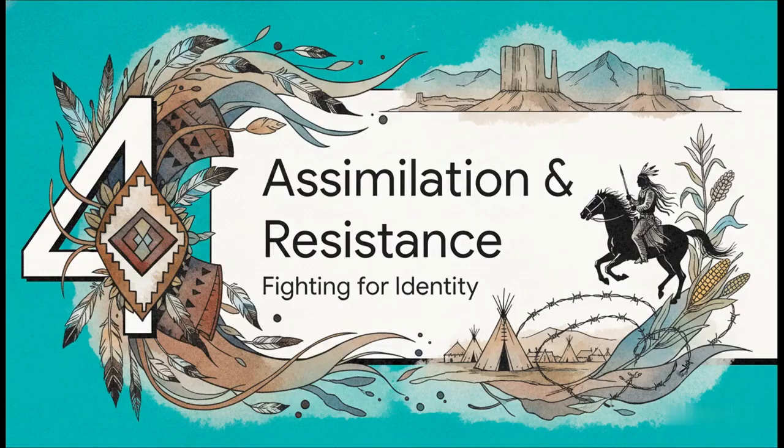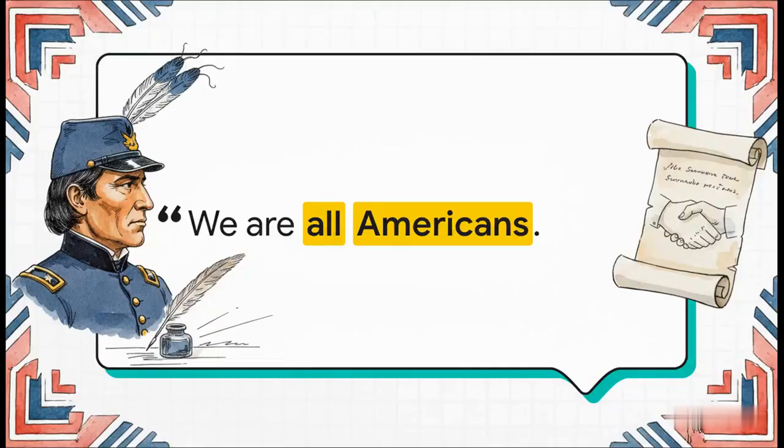Through all of this dispossession, Native Americans actively fought to maintain their identities. Despite facing these severe systemic injustices, Native Americans were still deeply involved in major national events. A really powerful example is General Ely S. Parker, a Seneca leader who actually served as Ulysses S. Grant's military secretary during the Civil War.